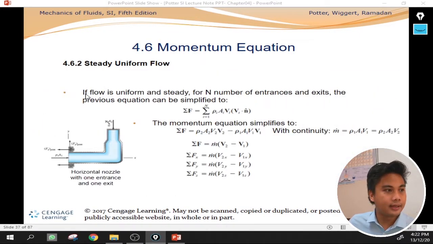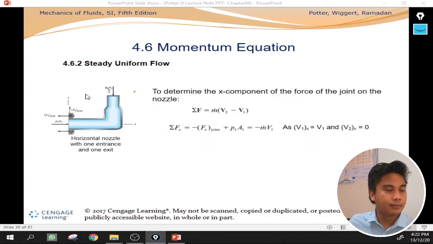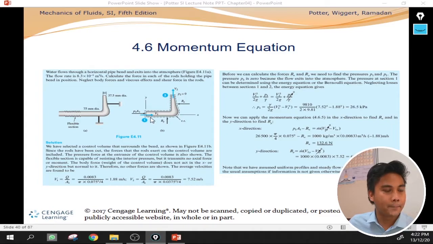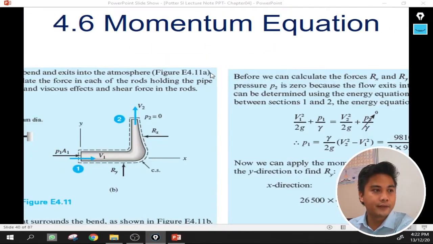So I think that's all about this momentum equation. Let's try this example of the momentum equation.